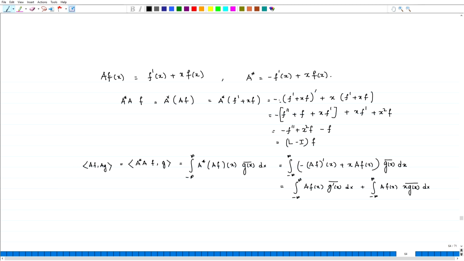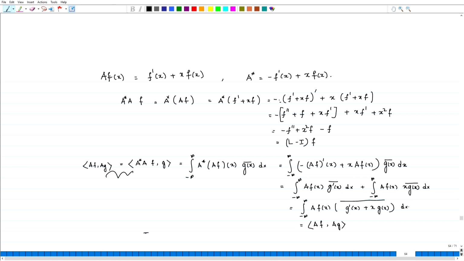So, this is the integral from minus infinity to infinity of A f of x into g prime of x plus x g of x, this whole bar of dx, which is equal to A f, and then this is A g. That is what we have claimed. This is the linear algebra one, what we are proving.